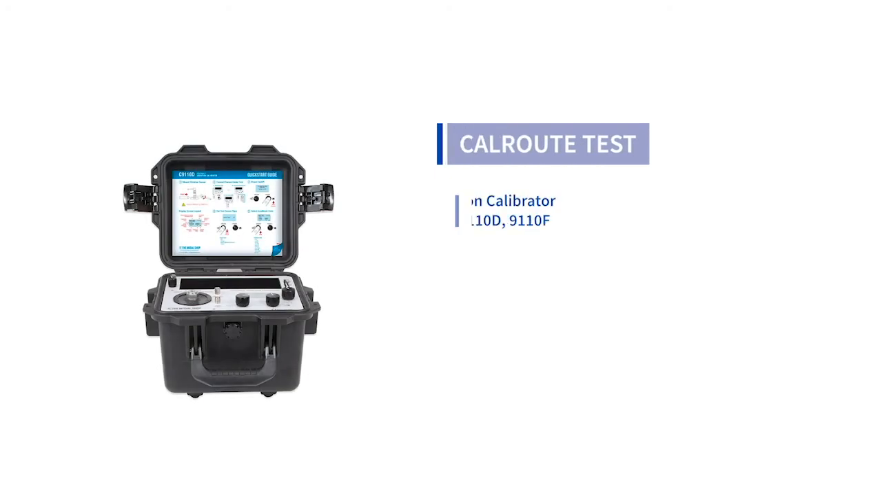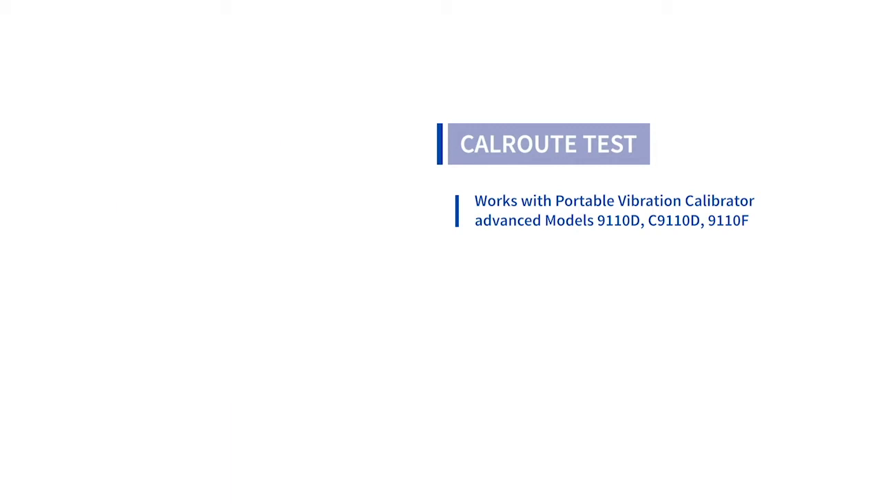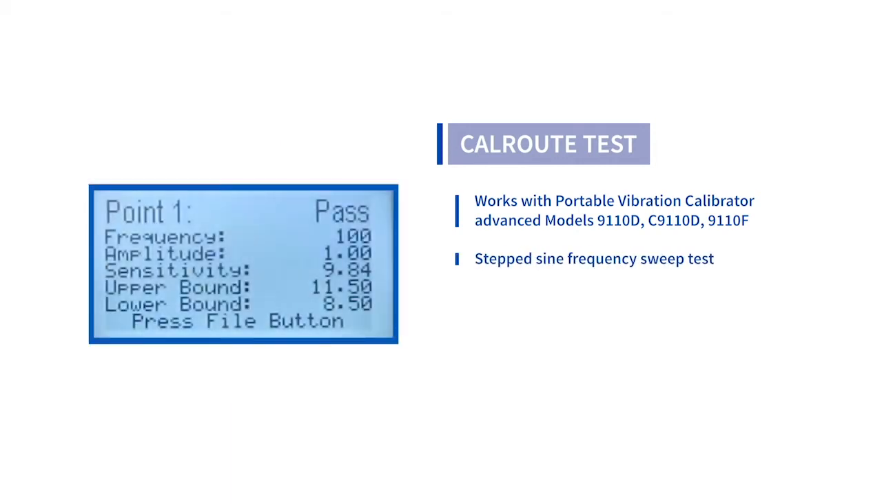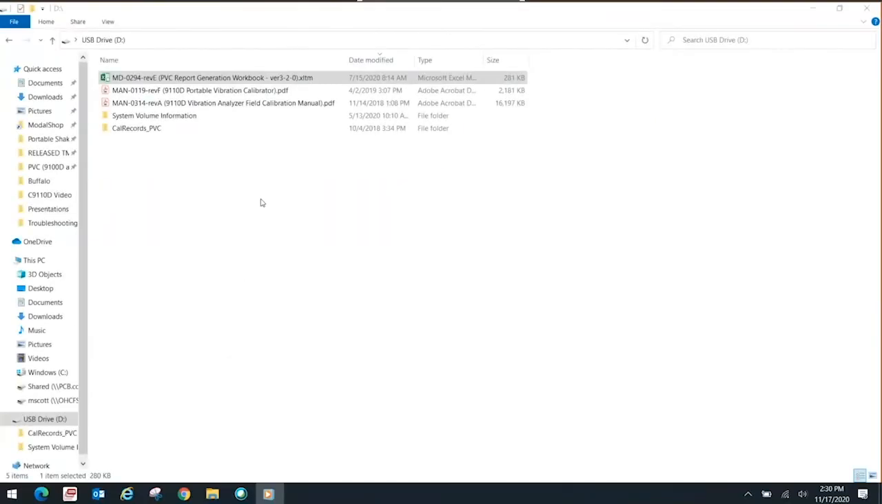In this video, I'm going to show you how to program a CALROUTE test into the portable vibration calibrator. A CALROUTE test is a stepped sine frequency sweep test for an accelerometer with automatic pass-fail notification after each test point. The first step to programming our test, and we'll use a PCB 357B04 charge mode accelerometer as our example.